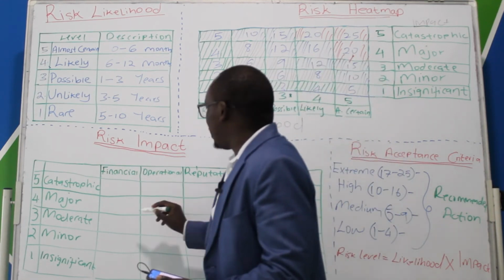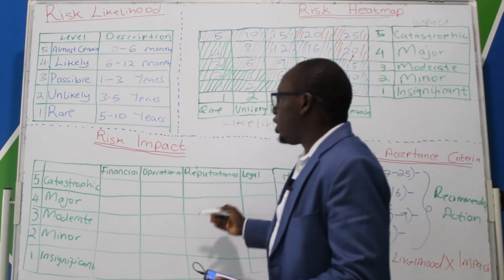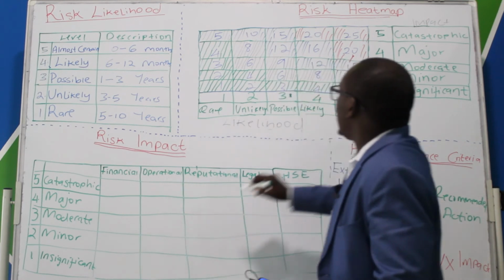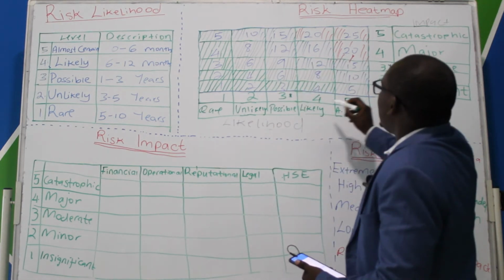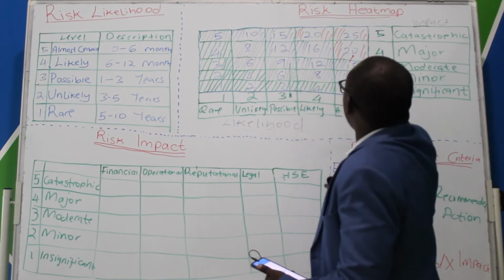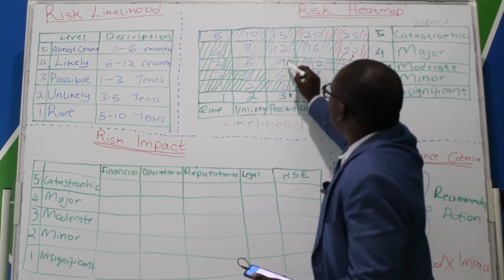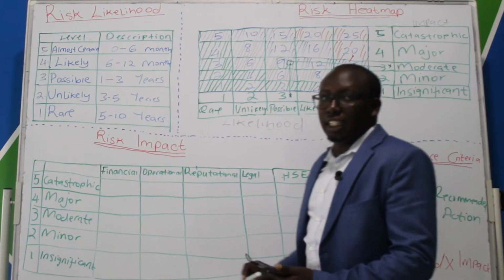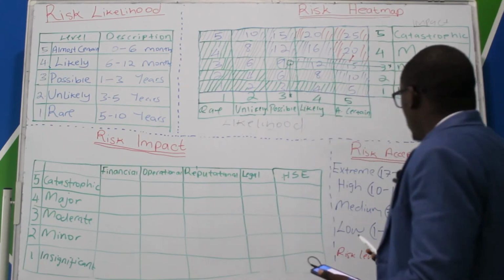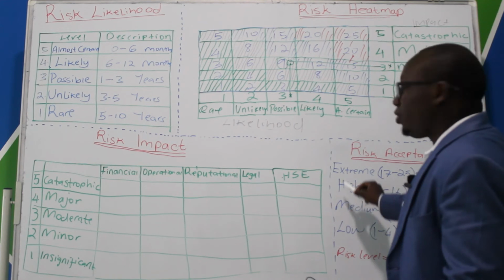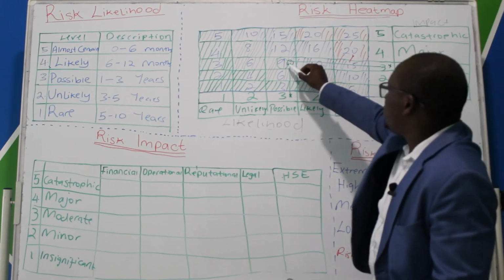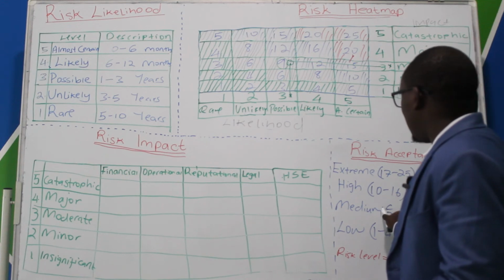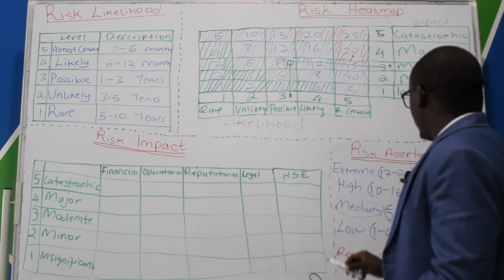Then on impact, let's say it is a reputational impact and it is moderate, so still level 3 on impact. You come here and link them together, and where they link, that is your level. So this risk is level 9. What does level 9 mean? As part of your risk criteria, you need to define what these different levels mean. Level 9 is between 5 and 9, so this is a medium risk.